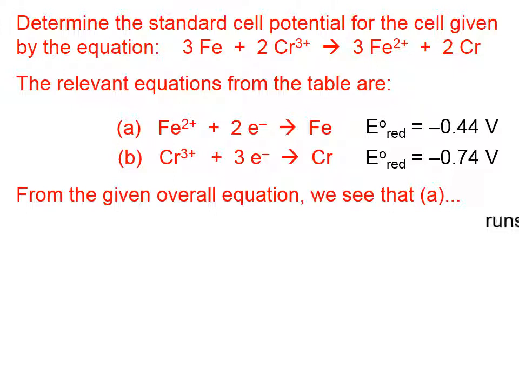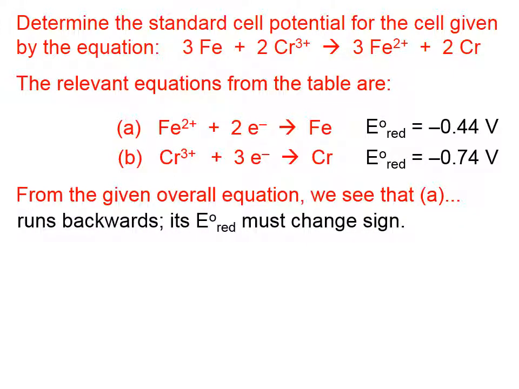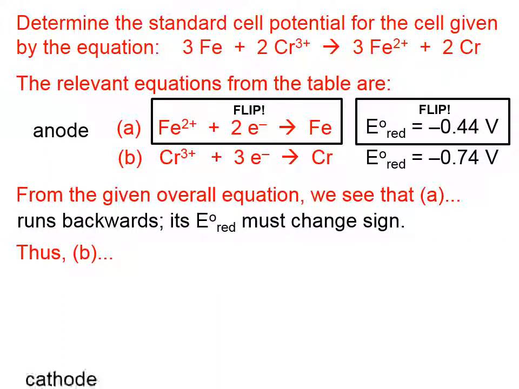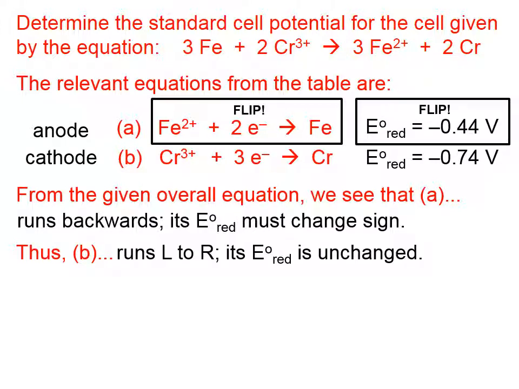Therefore, equation A runs backwards, and when we use its reduction potential, we have to change the sign of it. In other words, the equation is flipped and the sign of the value that we pull from the table is also flipped. And when we flip something, that means that's the anode. Therefore, equation B must be the cathode. It runs left to right as it's written, and we don't need to change its reduction potential.